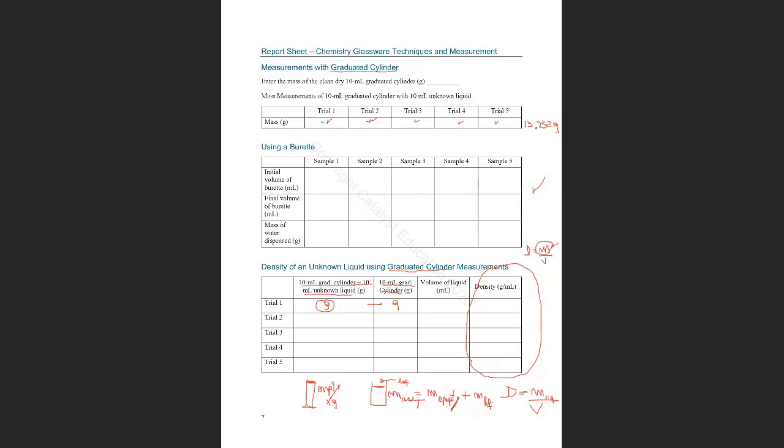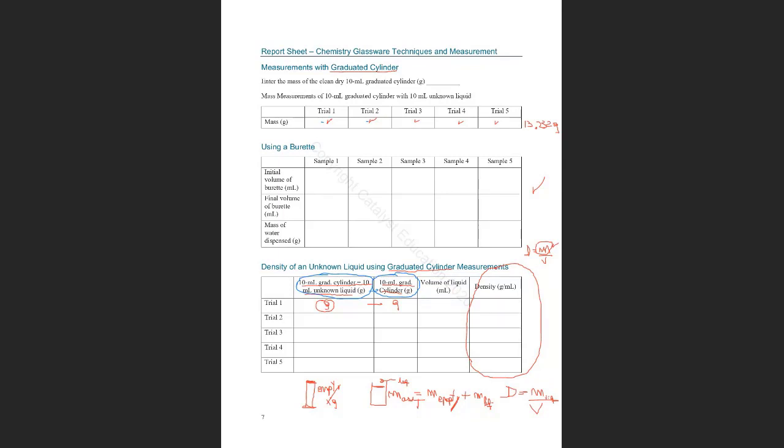Any questions? Why do you have to subtract this minus this? Any questions why? Because you have the mass of the graduated cylinder that is empty, but you care about how many grams of liquid. Does it make sense?